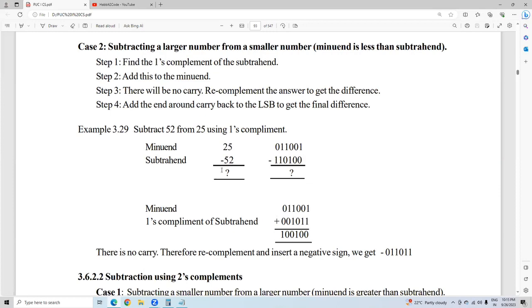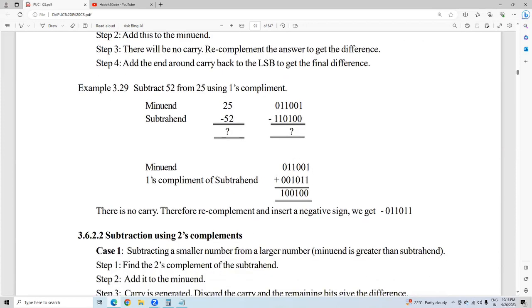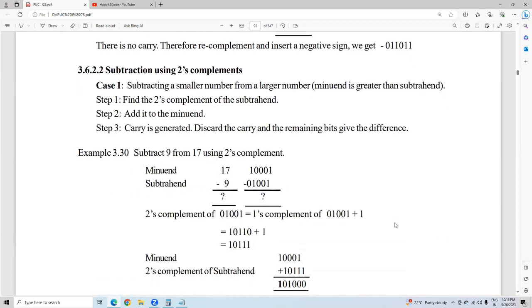This is the minuend and this is the subtrahend, and then first the minuend and the ones complement of the subtrahend. So both will be added. So there is no carry. Therefore, recomplement the answer. 1 0 1 0 0 will become 0 1 1 0 1 1. Right. Complement means it is reverse. 0 will become 1, 1 will become 0.